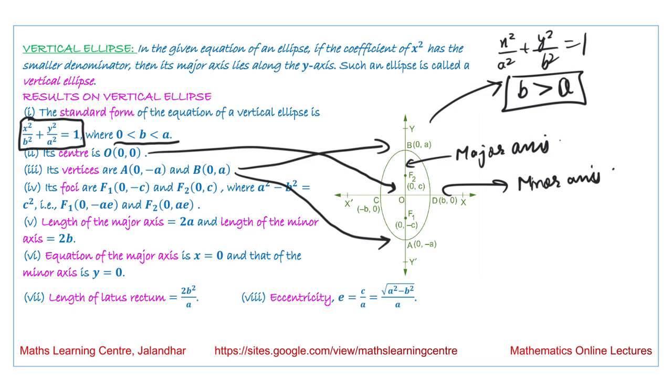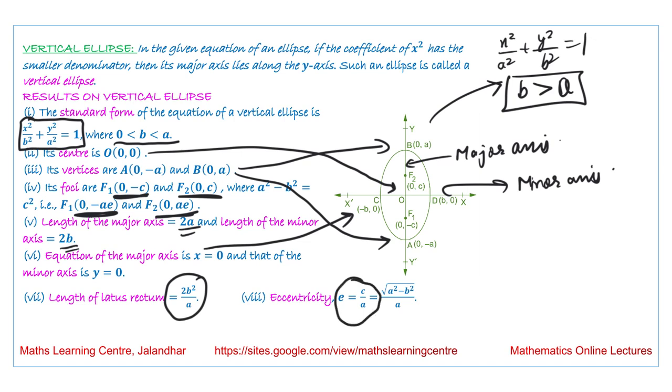The lengths of the major and minor axis are again 2a and 2b. The foci are 0 comma minus c and 0 comma c, or you can write 0 comma minus ae and 0 comma ae. The equations of the major and minor axis are x is equal to 0 and y is equal to 0. Again, the length of the latus rectum is 2b square over a, and the eccentricity e is c over a, that is the eccentricity of this ellipse.